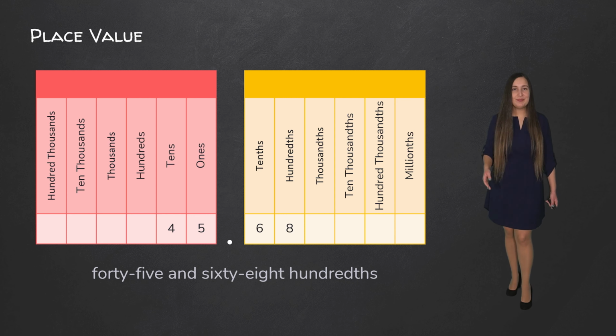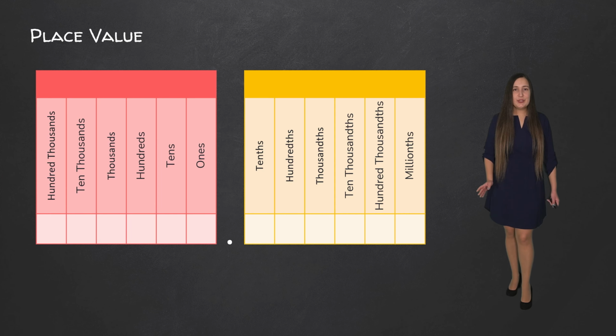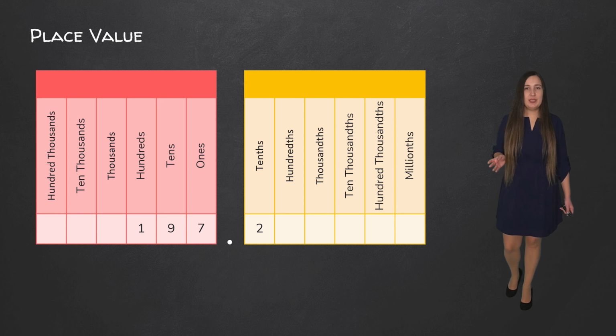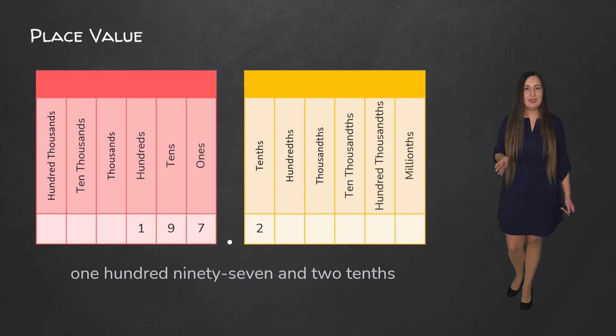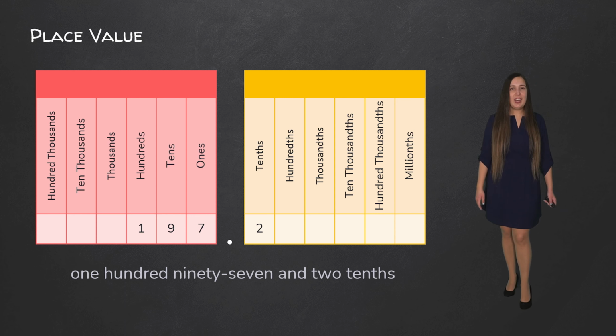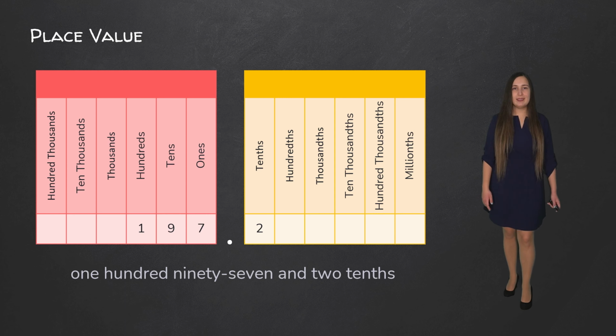All right? So let's do another example. So here, let's see what number we have. So we have 197 and 2 tenths, because 2 is in the tenths place value. All right? And there you go, so you can see that as a reference. So 197 and 2 tenths.